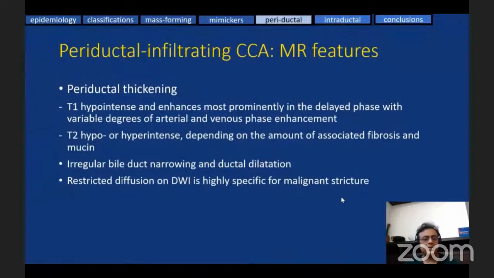It is hyperintense on T2-weighted images. They are usually associated with ductal dilatation and ductal narrowing. That actually draws your attention towards the mass, the presence of ductal dilatation. And the most important in practice is the presence of restricted diffusion in the periductal thickening, that makes our confidence high to call it a malignant structure.